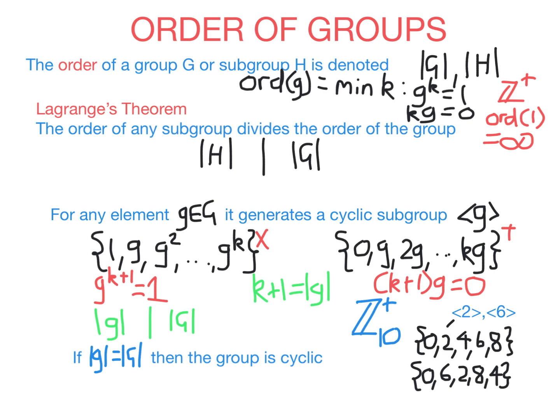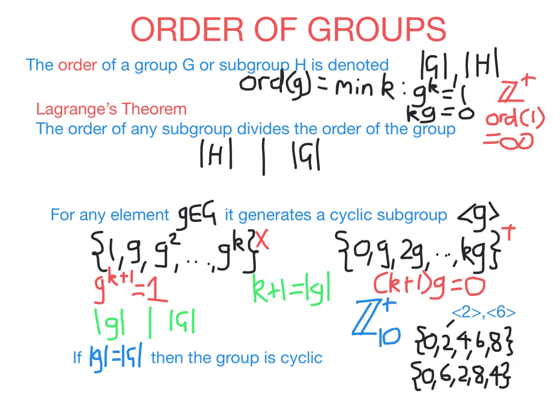So note here that these two cyclic subgroups are exactly the same. So we said before that any element G denotes its cyclic subgroup, but that doesn't necessarily mean that the number of cyclic subgroups is equal to the number of elements of G. Sometimes you have the case where cyclic subgroups generated by distinct elements end up with the same subgroup.